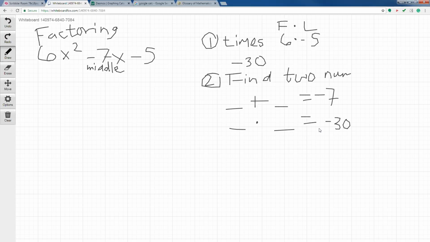So what are two numbers that multiply to be negative 30? Any two numbers that multiply to be negative 30? 5 and 6. One of them does have to be negative. Mark, what were you going to say? Same thing. Okay. So then we check. Does the 6 plus the negative 5 give us a negative 7? No. Okay. 6 and negative 5 are out.